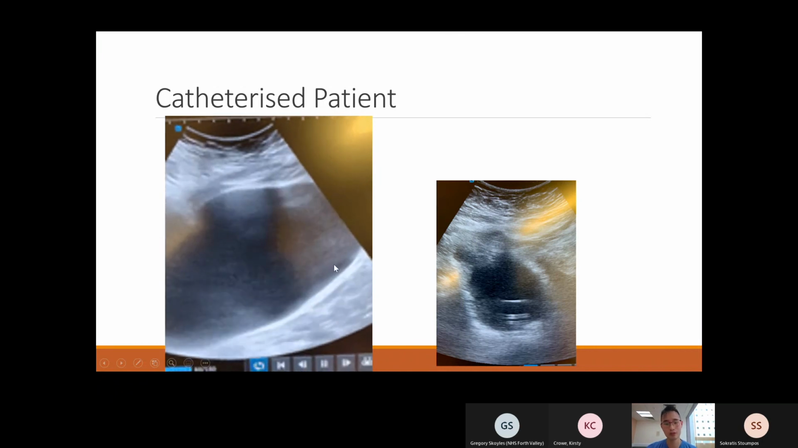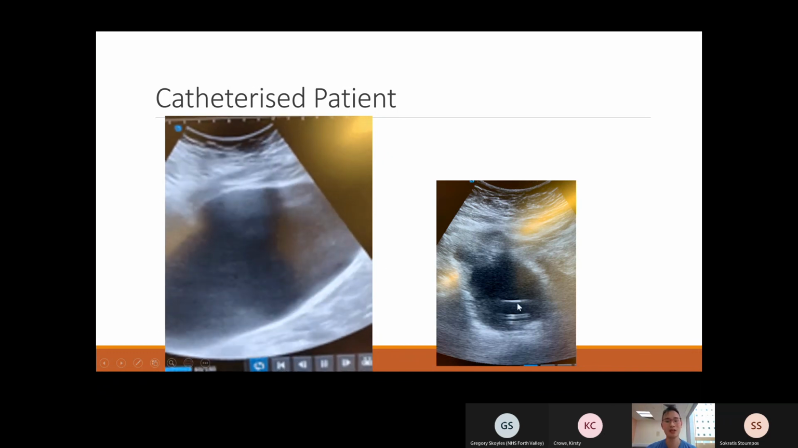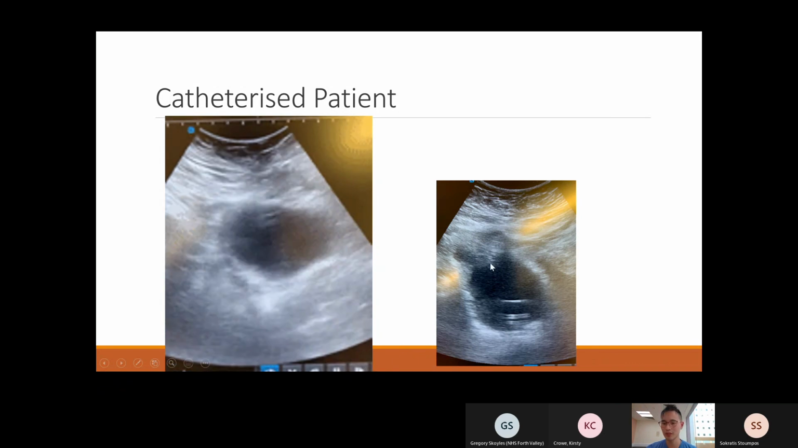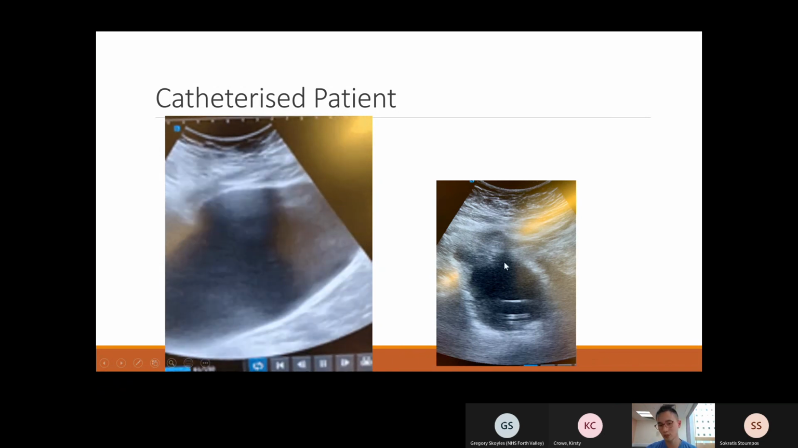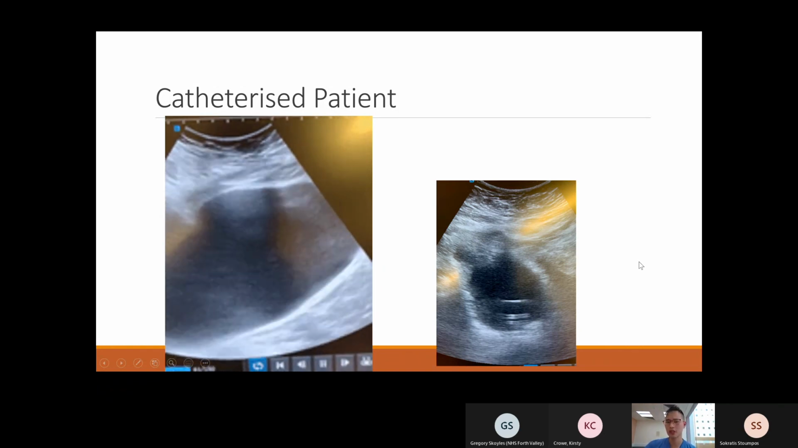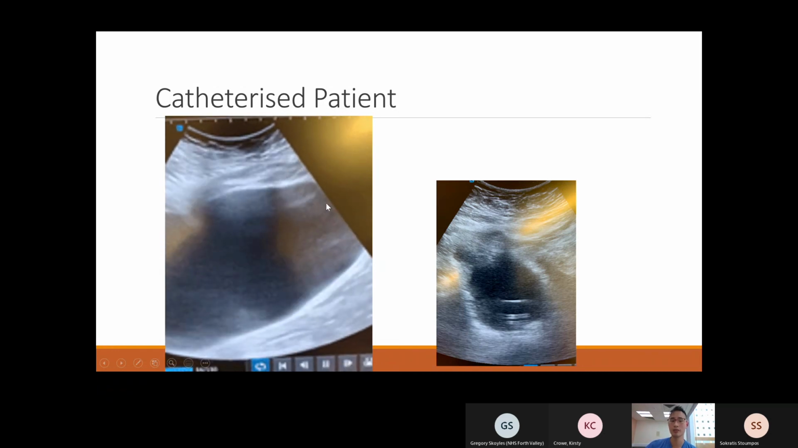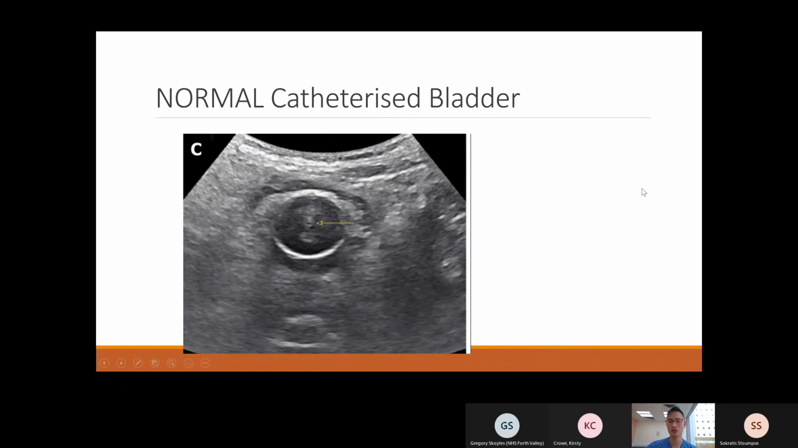So although that volume is significantly better than the day before, and you can see that the balloon is nicely in the bladder, it's still slightly abnormal that there is urine in this. This patient went on to improve his kidney function following catheterization. So it was just a urinary retention as a result of a wrongly placed catheter. And this is what a normal catheterized bladder should look like. All you will see is just the balloon, and you will not see any fluid at all.